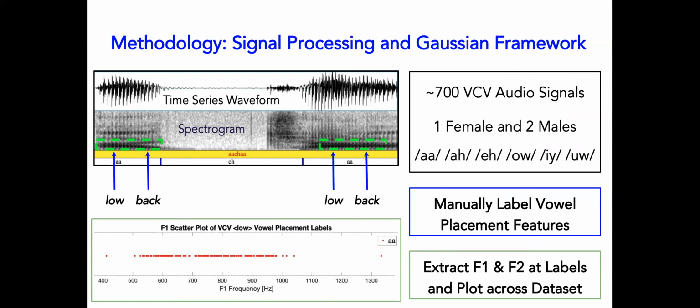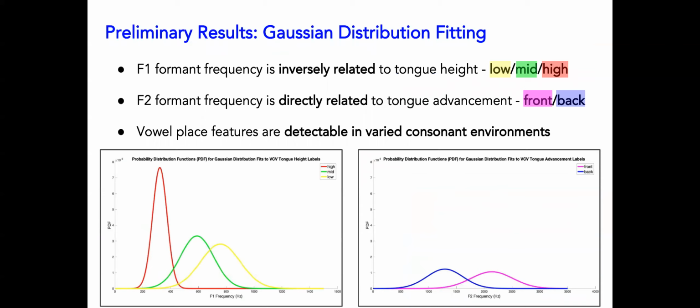The plot bordered in green shows low tongue height labels from the vowels, clustered in the higher frequency range of F1, which is 500 to 1000 Hertz. The cluster plots were then used to fit Gaussian distribution functions for each label. As seen in these two plots, the distributions reaffirm the F1 and F2 acoustic cue relationships with vowel place labels determined in past work.